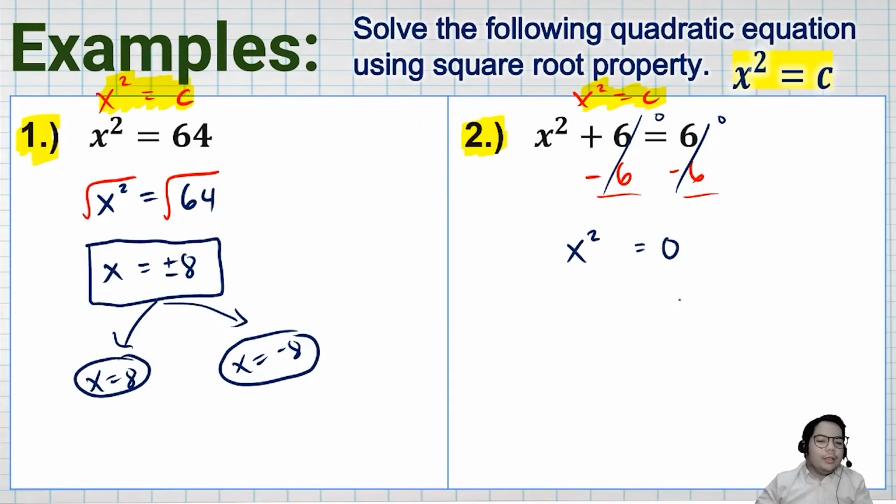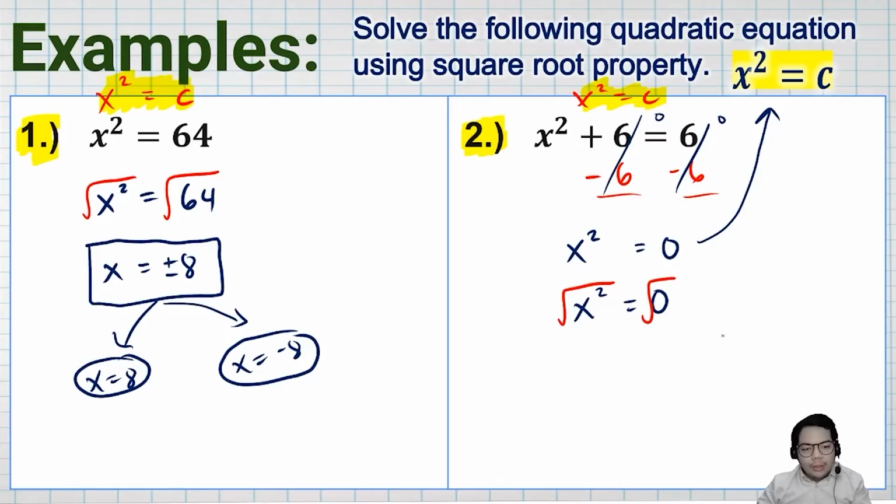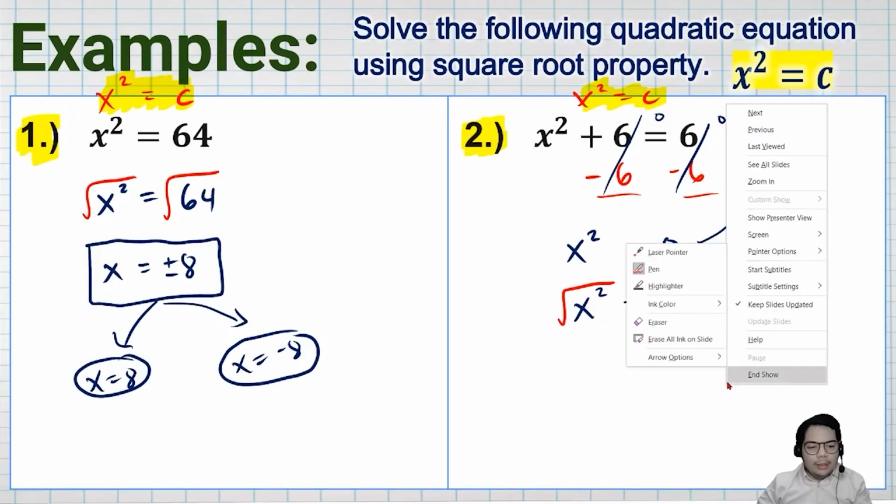If you take a look at this example, this is already in the form of x squared is equal to c. So, anong gagawin natin? We have to get the square root of both sides or gagamitin na natin si square root property. Yan. So, square root of both sides, square root of x squared and square root of 0. Yan. So, ano kaya ang magiging sagot natin?